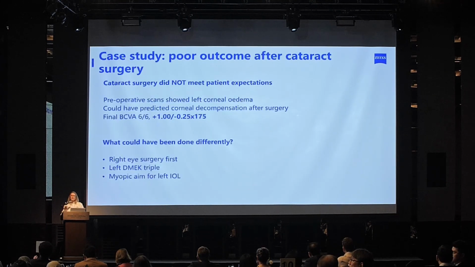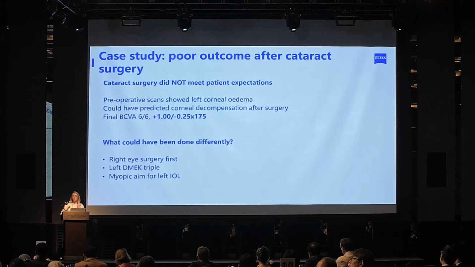So for this guy, cataract surgery did not meet his expectations, and the pre-op scans did show a problem there. So we could have predicted a worse outcome for this patient. After his DMEK, eventually he achieved good vision, 6/6, but he did have a hyperopic refractive outcome once things had all settled. So what perhaps could have been done differently for this patient?